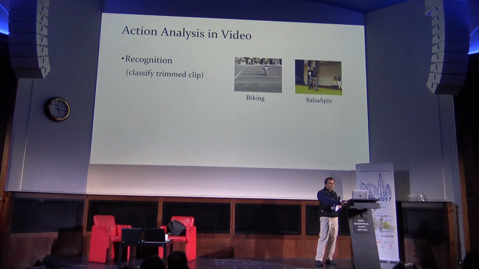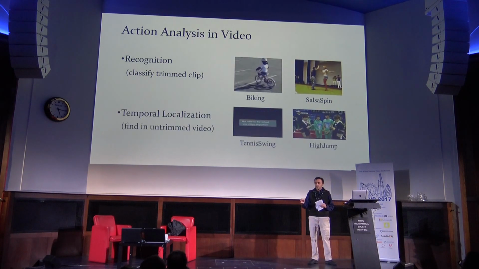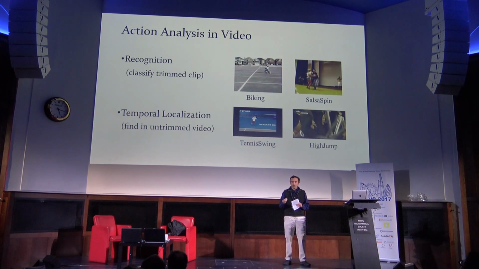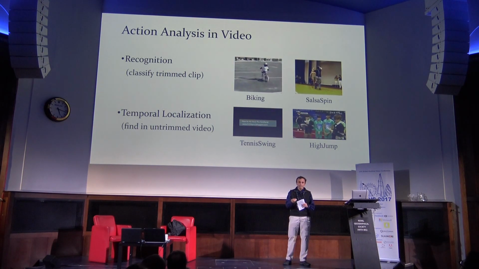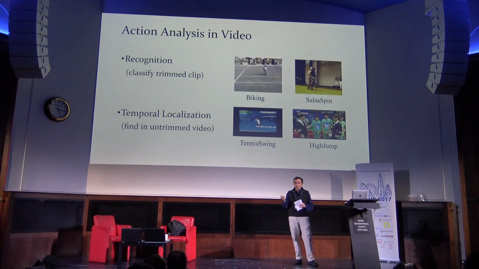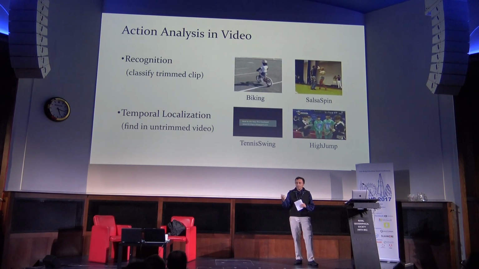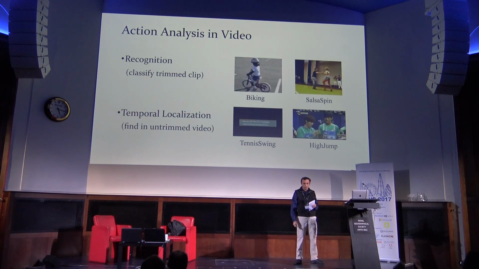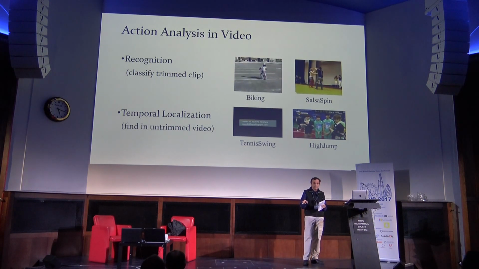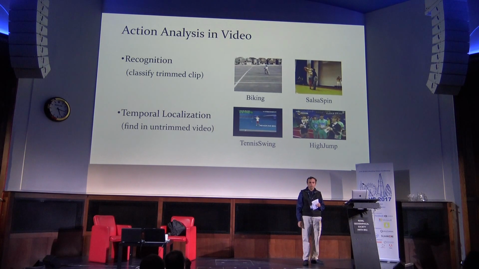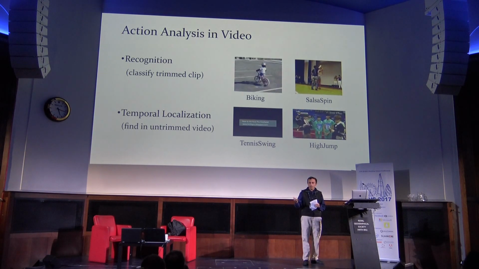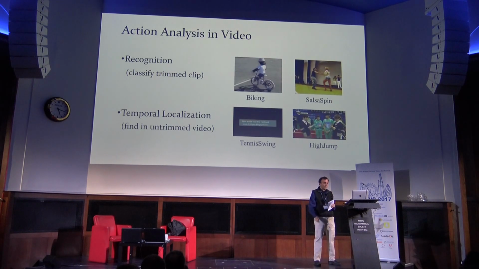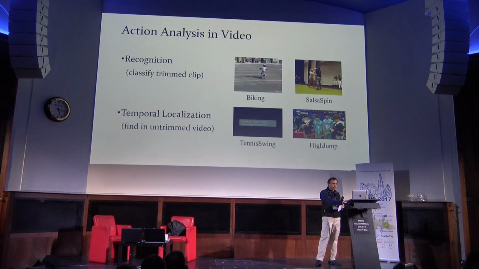practical task, at least in my opinion, is something like this, where you're given a YouTube video and someone tells you, can you find me all the instances of high jumping or tennis swings within there? So the idea is that the video may contain multiple instances, and your goal is to temporally localize them, if not spatio-temporally. So in this talk, we're going to focus on how to do temporal localization in video in a computationally efficient manner, so that you can do that at real-time speeds.